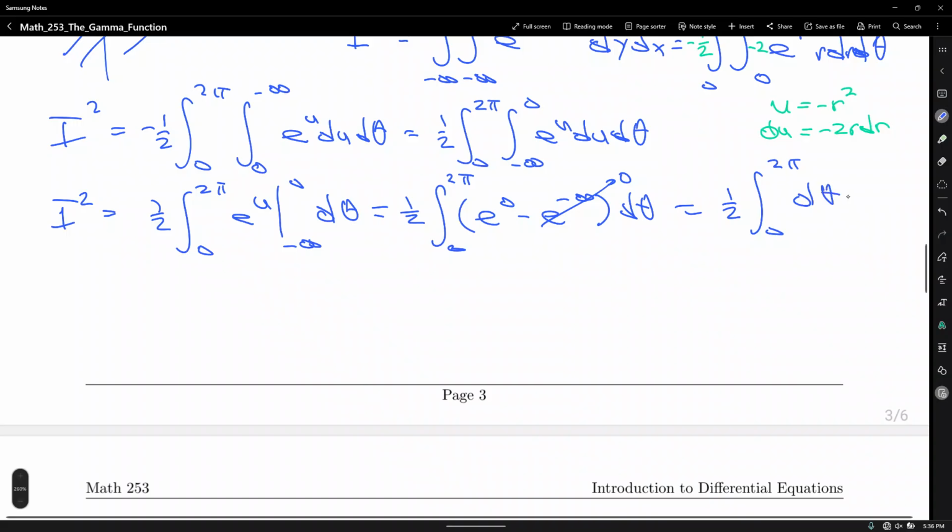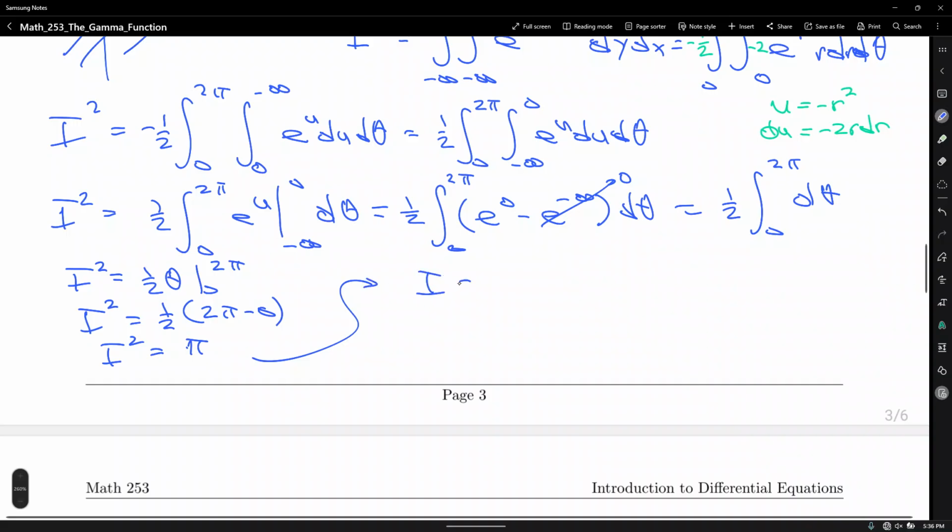The theta, and this is still I squared, right? That's 1/2 theta from 0 to 2 pi. And I squared equals 1/2 times 2 pi minus 0, and I squared equals pi. Solving for I, what is that? Square root of pi. And this is how we get that gamma of 1/2 equals the square root of pi, right?